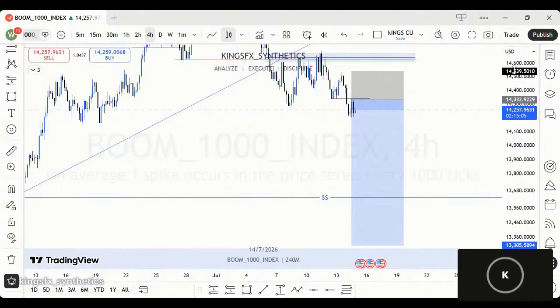Yes, WealthBot is asking, do we enter the sell now? Yes, you can enter the sell. The sell is very much active.